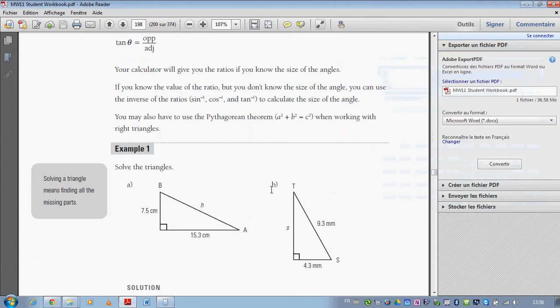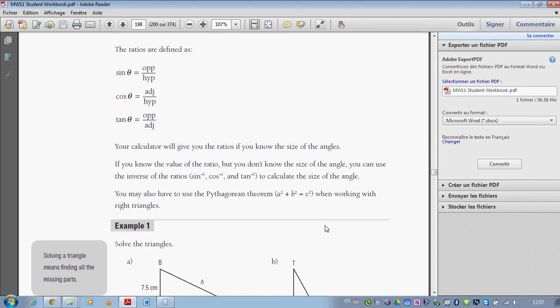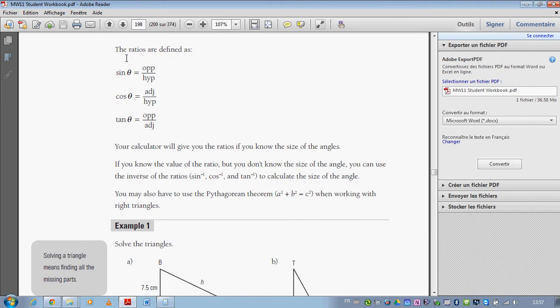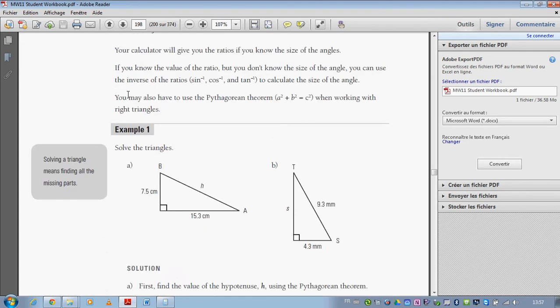Question B, you go about this the same way. Here you've got the hypotenuse and one side, so you can use the Pythagorean theorem to figure out what this side is. Now when you go to figure out angle S, you want to use the adjacent side and the hypotenuse. You go up here in your ratios and figure out which one you are going to be using. We have the adjacent side and the hypotenuse, so that's the cosine ratio that you're using.